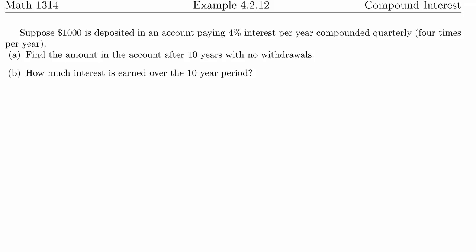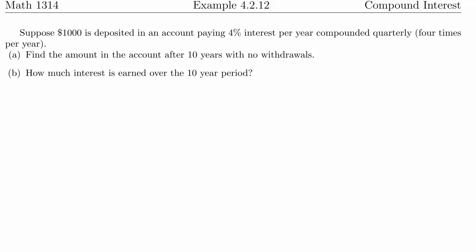Hello, the following example is example 4.2.12. Suppose $1,000 is deposited in an account paying 4% interest per year compounded quarterly, in other words 4 times per year. A. Find the amount in the account after 10 years with no withdrawals. B. How much interest is earned over the 10-year period.